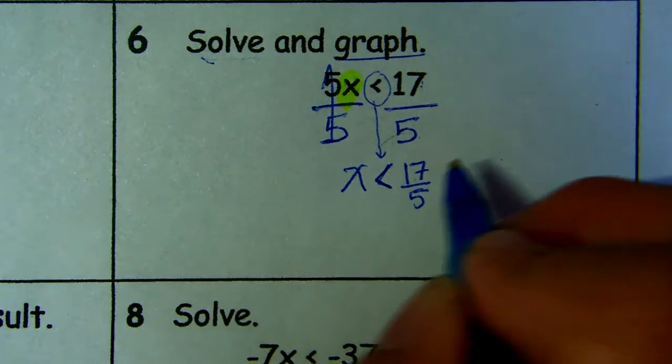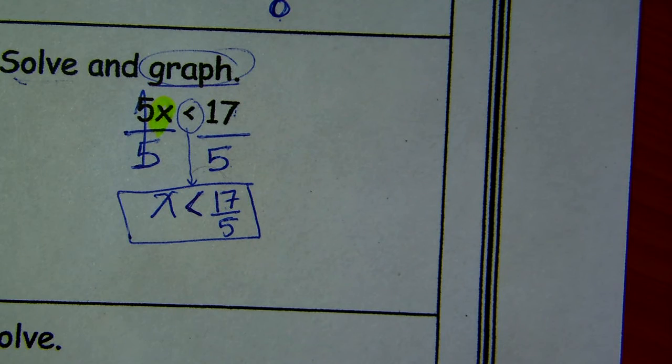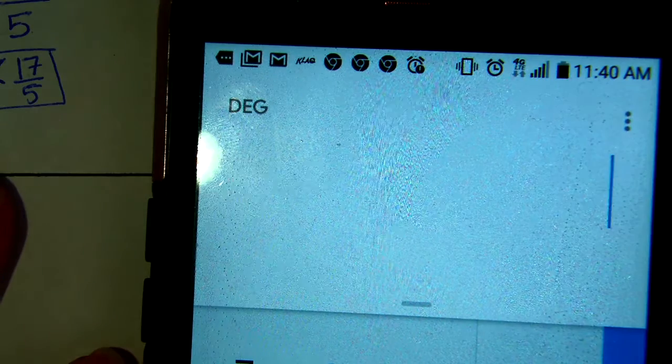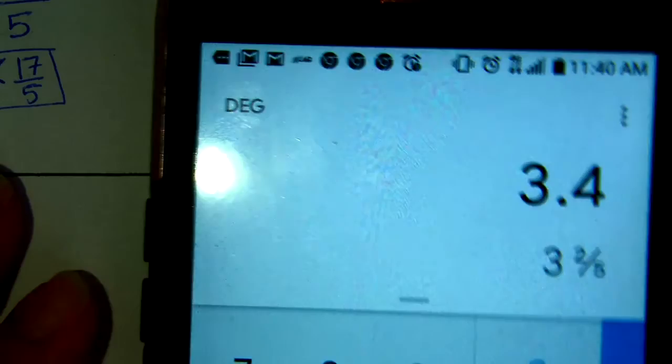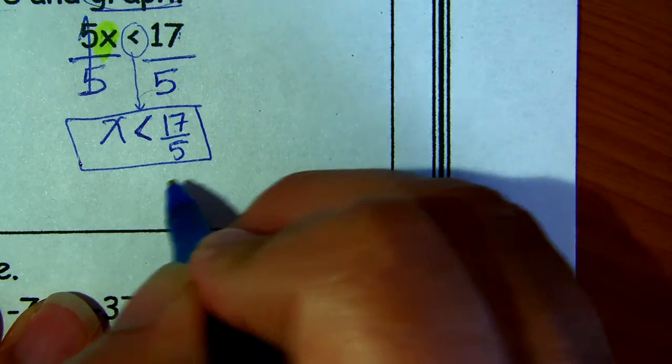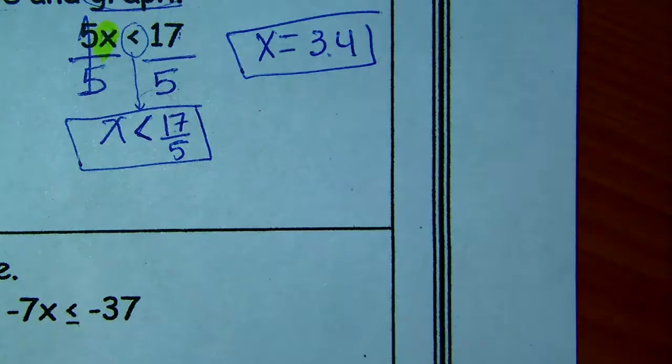17 over 5. But they're asking us to graph, so it means that we do have to divide to get a decimal. If you have a calculator only from your cell phone, I want to show you my calculator from my cell phone. All right, so I'm just going to divide 17 over 5, and it gives me 3.4. So I'm going to put it right here. X equals 3.4.